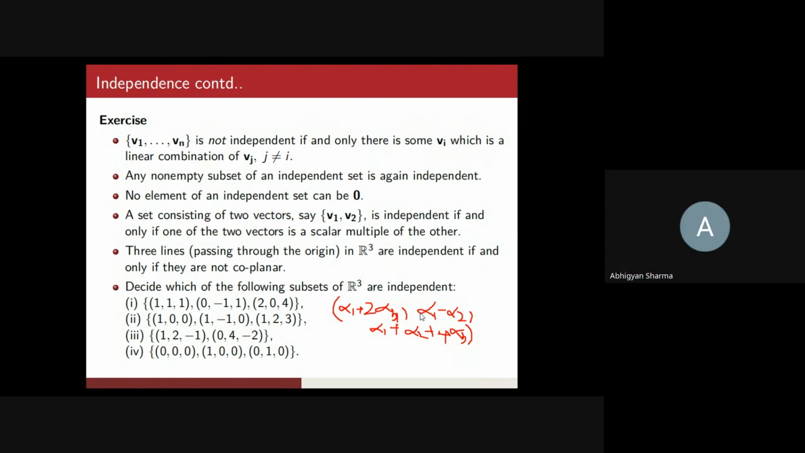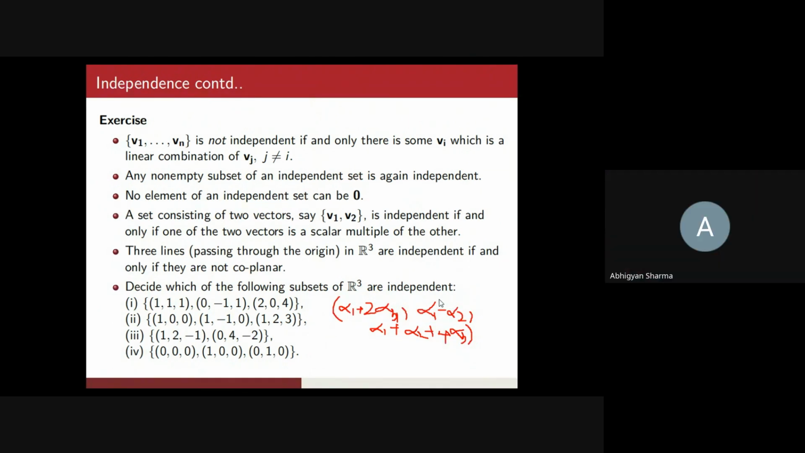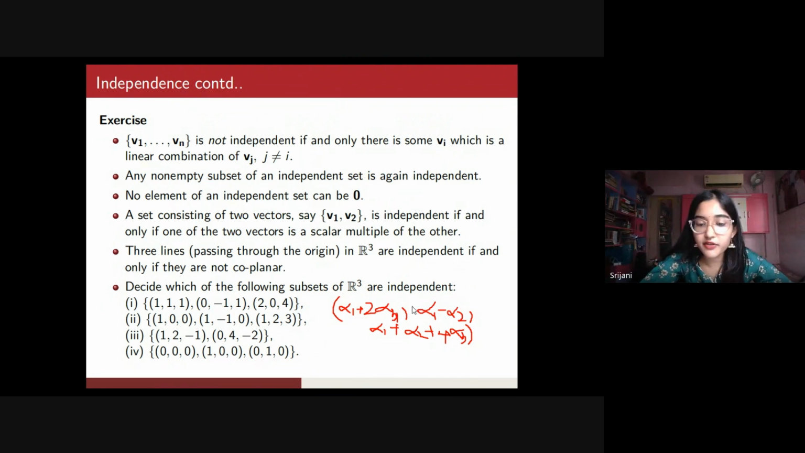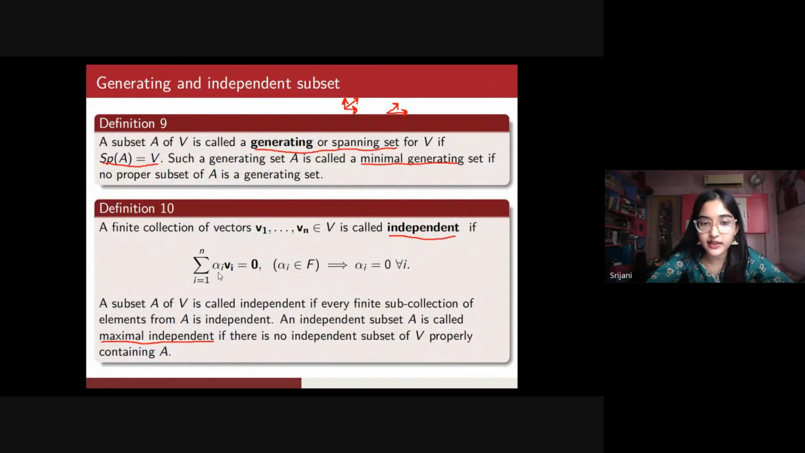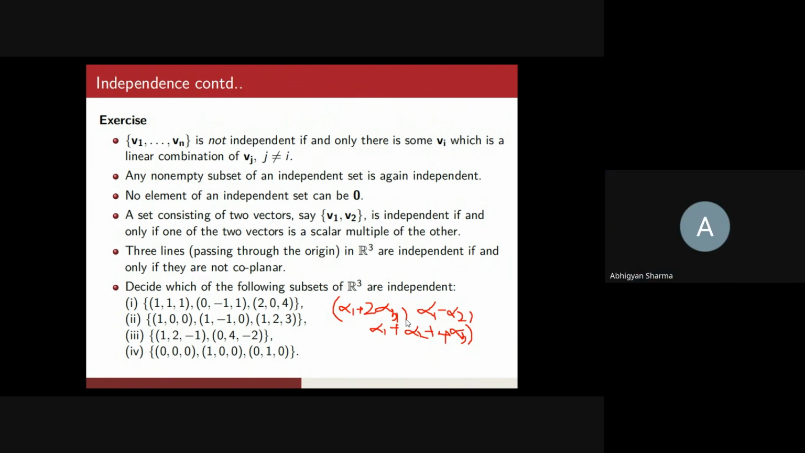Ma'am, so if any of the alpha i's are 0, then it cannot be an independent set. No. If this condition implies all the alpha i's are 0, then it is an independent set. That is my definition, right? Then it is a trivial combination, all the alpha i's are 0. Ma'am, but what is an independent set? I am not able to understand.